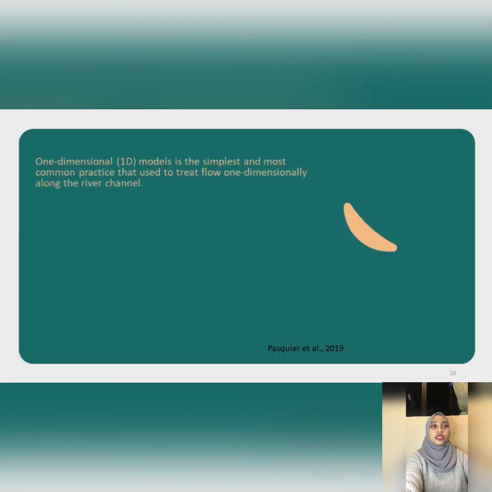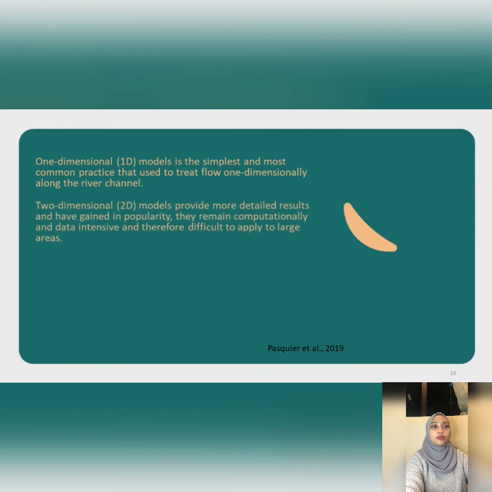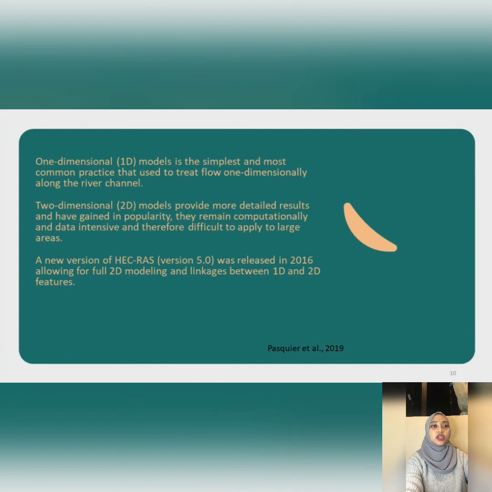1D models are the simplest and most common practice used to treat flow one-dimensionally along the river channel, while 2D models can provide more detailed results and have gained in popularity. They remain computationally and data-intensive and therefore difficult to apply to large areas. In recent advances in software developments, a new version of HEC-RAS version 5.0 was released in 2016, allowing for full 2D modeling and linkage between 1D and 2D features.